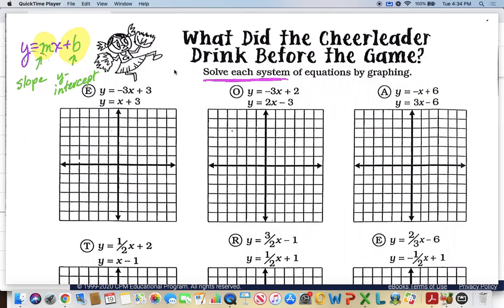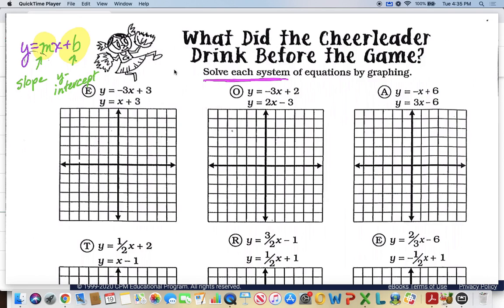So the best way to graph when you have these kinds of equations is to first look for the y-intercept, which is the b in the y equals mx plus b form, and then look for the slope, or use the slope to draw the rest of the line.